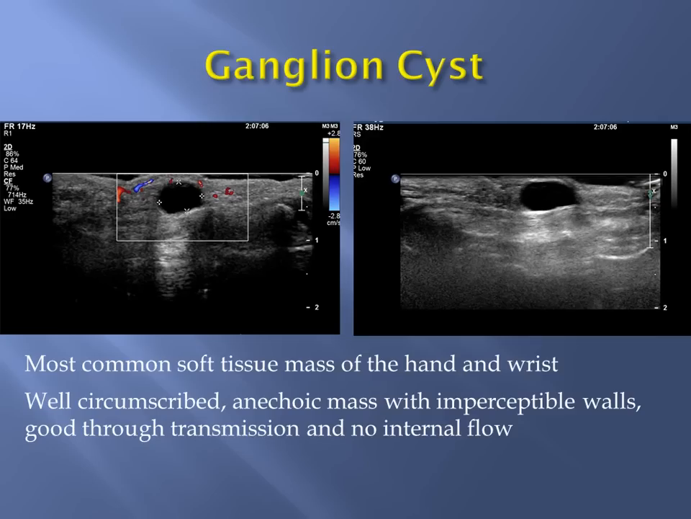Ganglion cyst is the most common mass of the hand and wrist. Like all cysts on ultrasound evaluation, it is well circumscribed, anechoic, with imperceptible walls, good through transmission, and no internal flow. Sometimes you'll see these become a little complex if they've been infected previously or if there's been bleeding into the cyst.